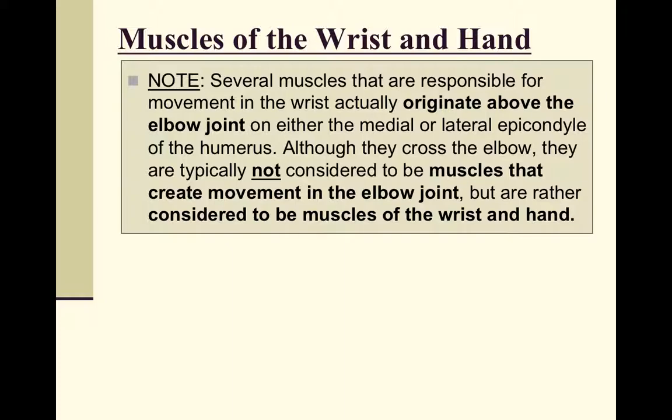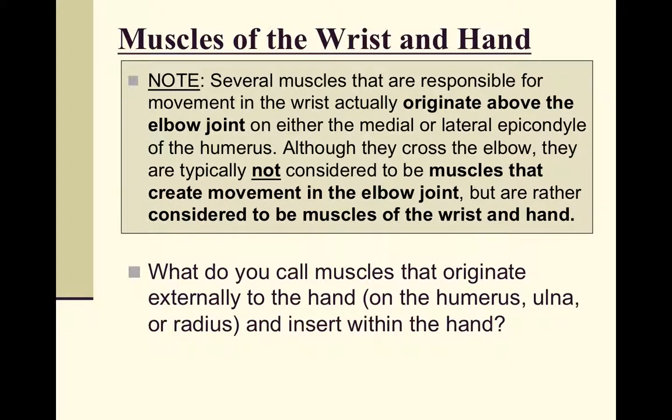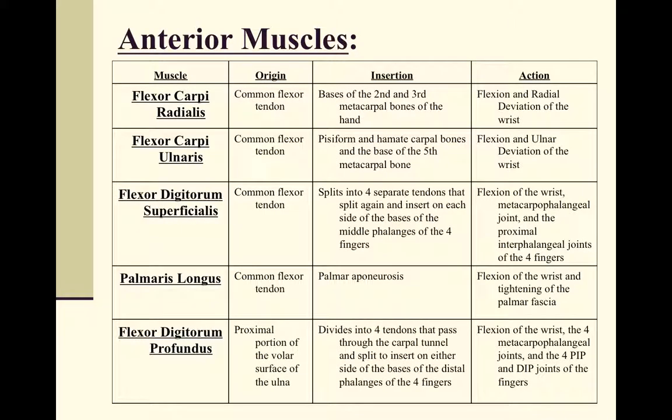A lot of our wrist muscles actually originate above or at the elbow joint. So even though they cross the elbow, they don't really act on the elbow, and that's why we didn't talk about them when we were doing the elbow unit. But they're going to come up now. So what do we call a muscle that originates outside of a structure and inserts onto it? We had this in the foot as well. They were called extrinsic muscles. So that's what we're going to talk about first.